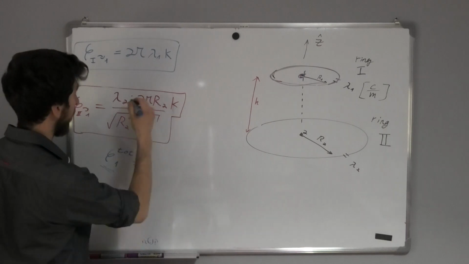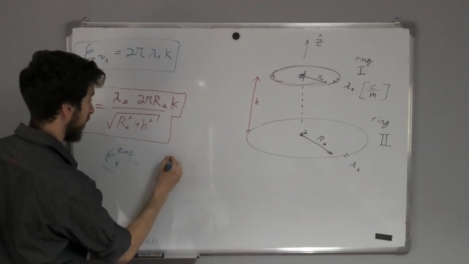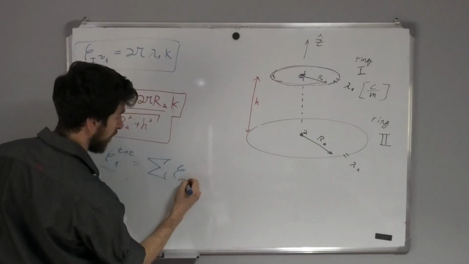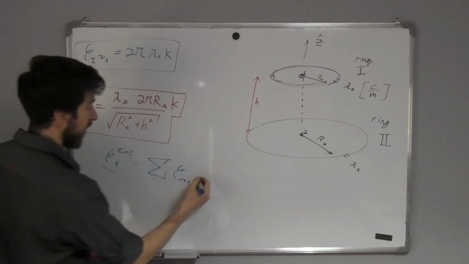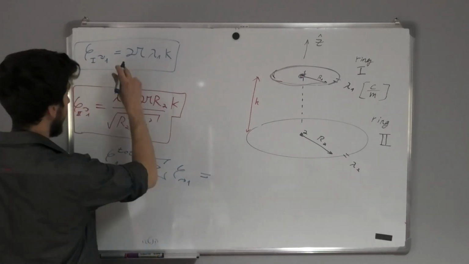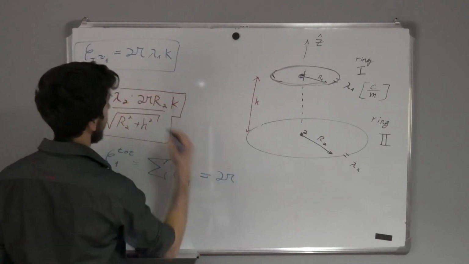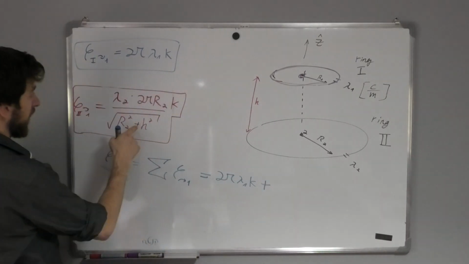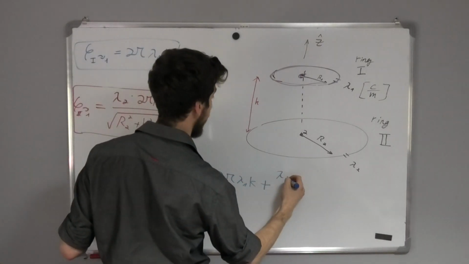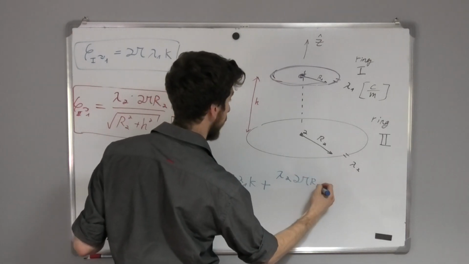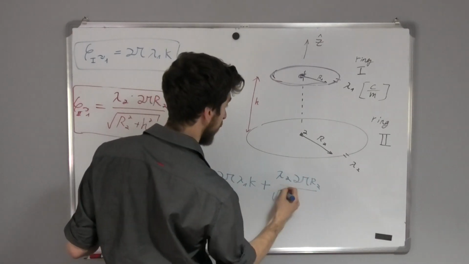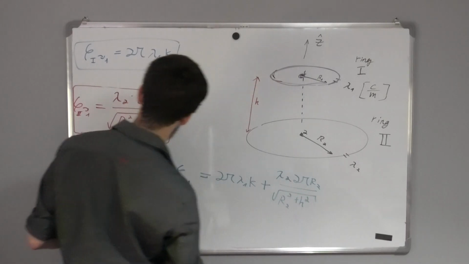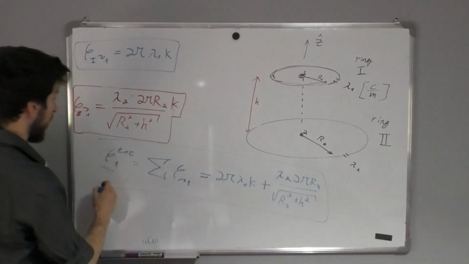It's equal to the first one, phi. Let's do it in general. It's equal to the sum of all the objects in the world that apply some potential on point 1. In our specific case it is this one and this one, which is 2 pi lambda 1 multiplied by k, plus the second term, which is lambda 2 pi r2 divided by the square root of r2 square plus h square. So this is the solution for that.